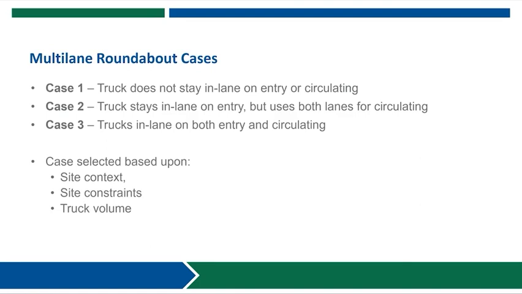Multi-lane roundabouts require a designer to define how the design vehicle is going to be accommodated within the roundabout. The GDOT roundabout design guide presents three options: case one, case two, and case three, each with their own assumptions for how the vehicle is going to navigate the intersection and whether or not it stays within its own lane as it travels through. The selection of a particular case is going to be dependent upon factors like the context of the site, the level of constraints of the site, as well as the volume of trucks expected at the intersection.